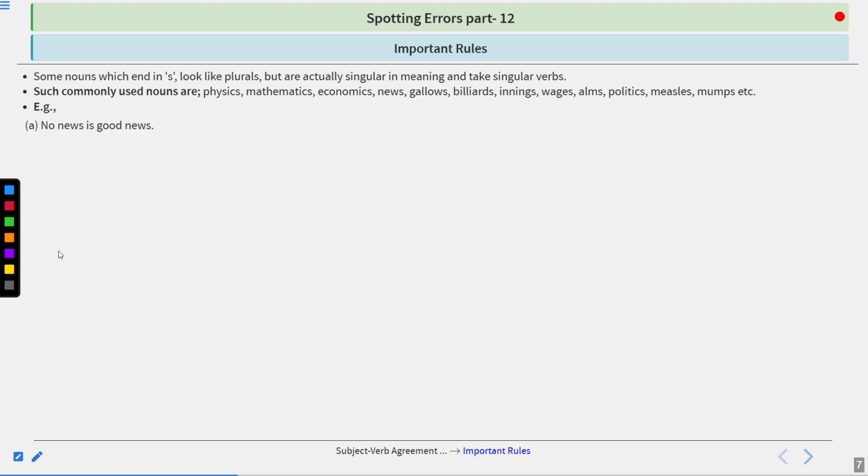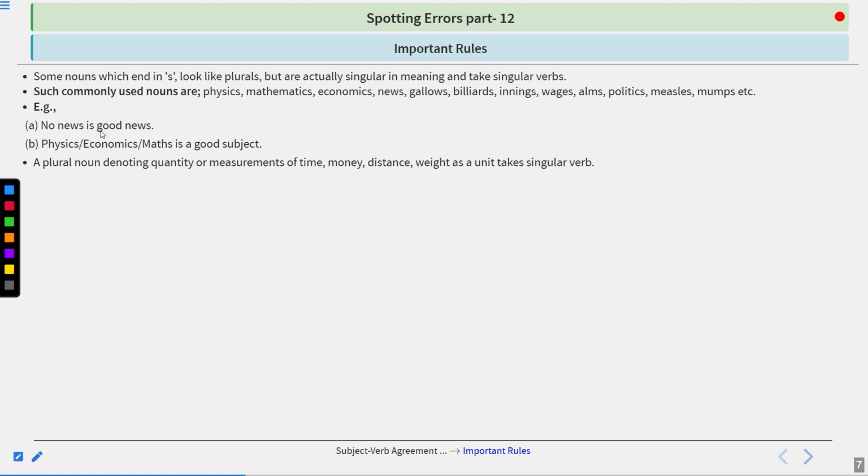No news is good news. So here you can see that news looks plural but actually is singular. That's why we have used a singular verb here, is. Physics, economics, maths is a good subject. So here again we have used physics, economics, maths. They look plural but actually they are singular.